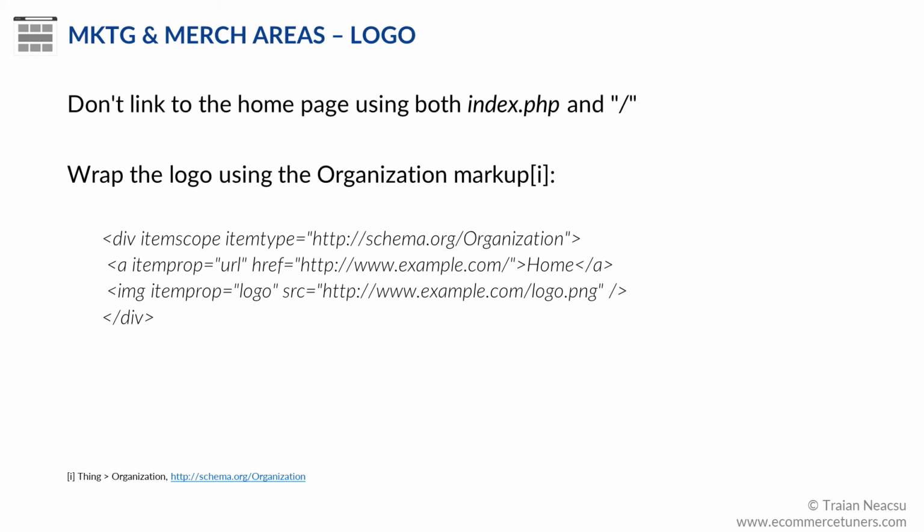The logo should link using the homepage canonical URL to consolidate relevance signals. This ensures that internal reputation is not split between multiple URLs. For example, don't link to the homepage using both the default URL and the root. Choose a canonical version, which is usually the root, and link consistently.